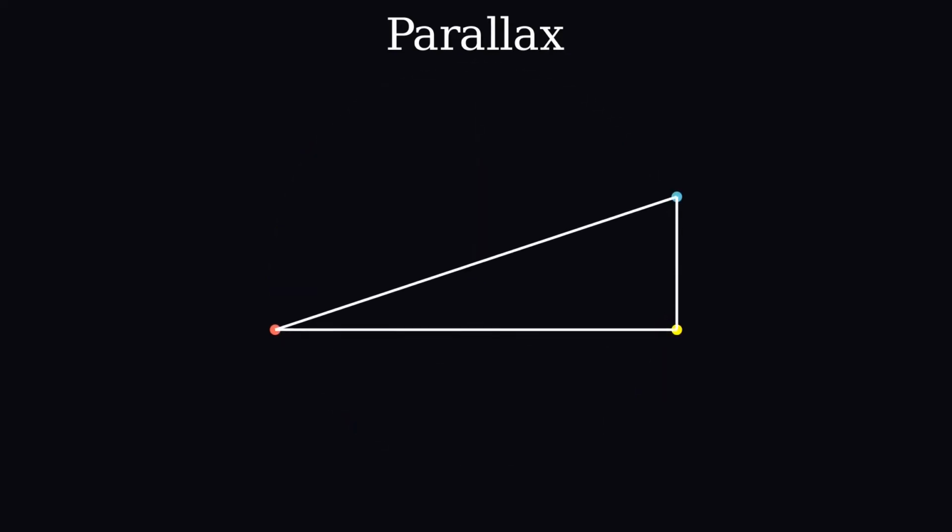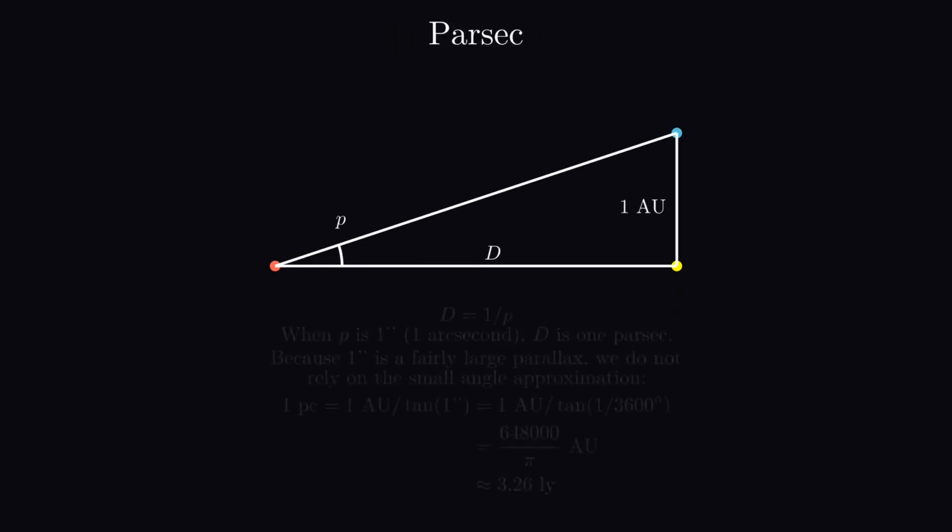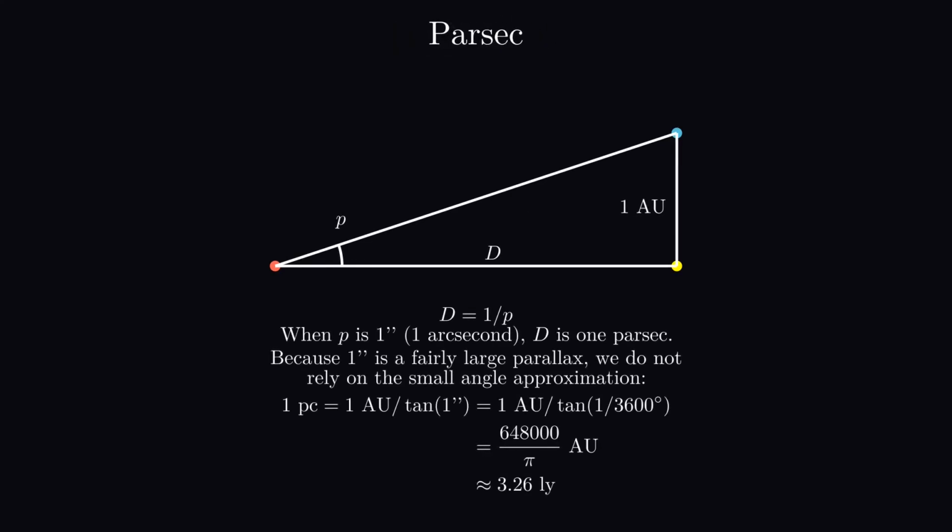Let's revisit the triangular model from earlier. When the parallax angle p is 1 arcsecond, and the distance between Earth and the Sun is 1 astronomical unit, then the distance from the object to the Sun is 1 parsec. 1 parsec is approximately equal to 3.26 light years.